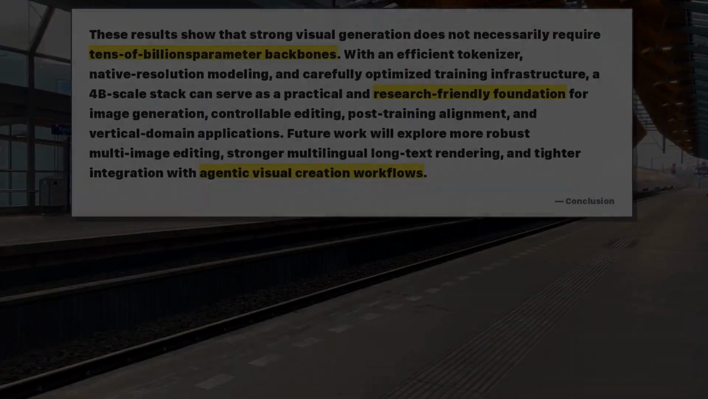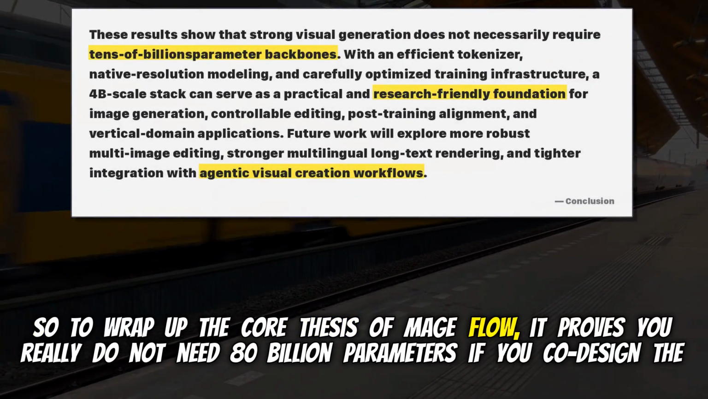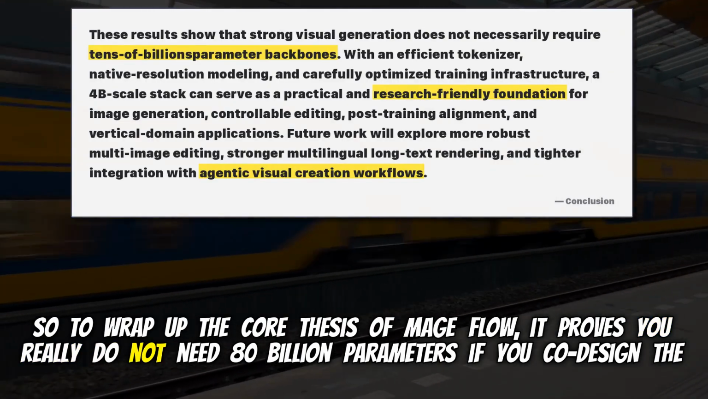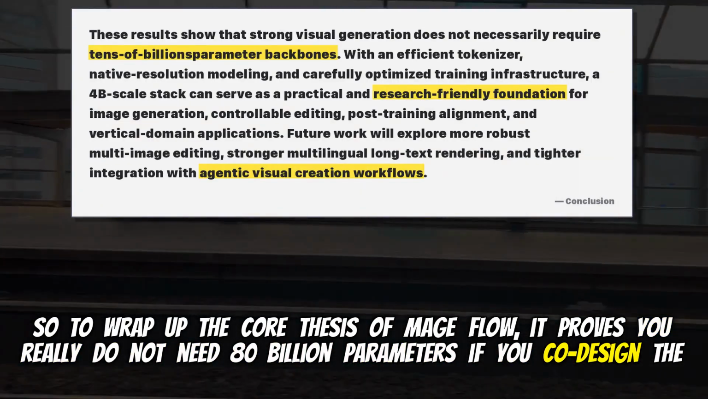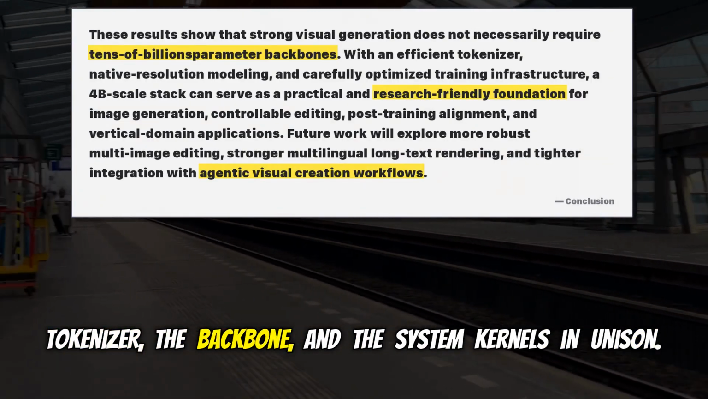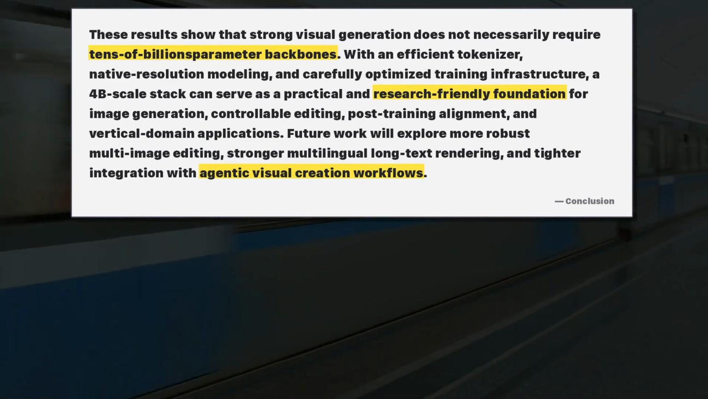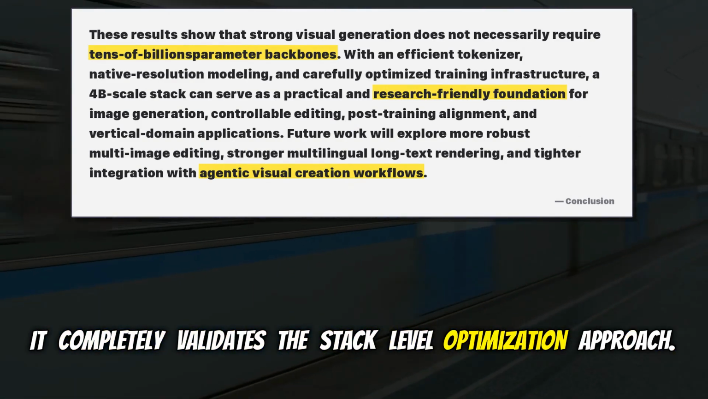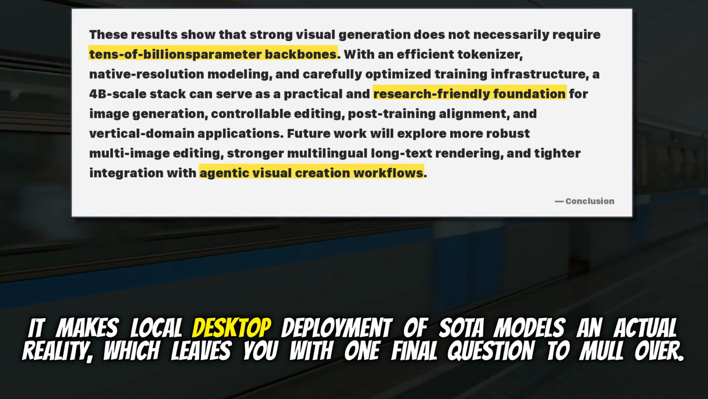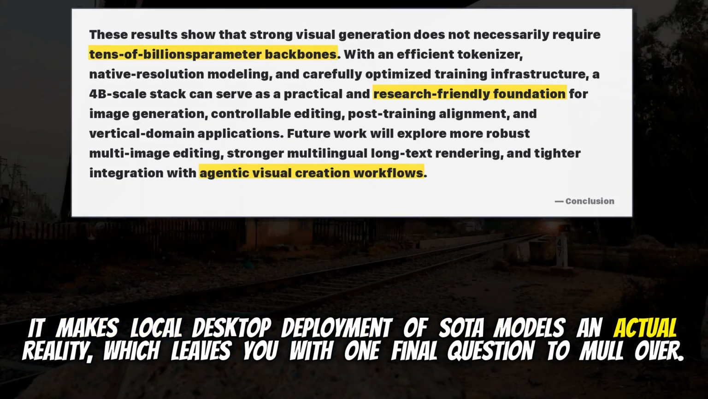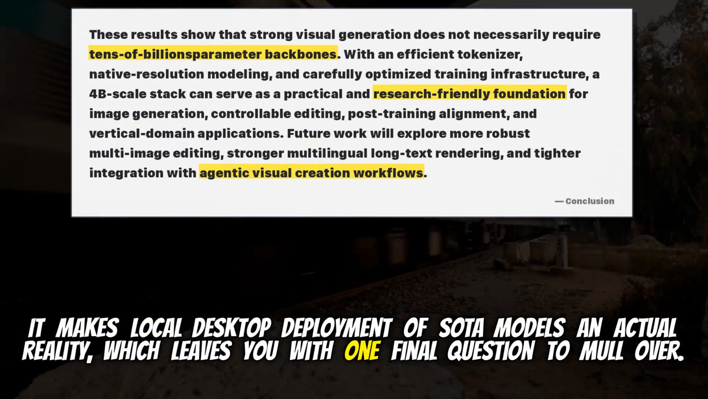It's incredible. So to wrap up the core thesis of Mage-Flow, it proves you really do not need 80 billion parameters if you co-design the tokenizer, the backbone, and the system kernels in unison. It completely validates the stack-level optimization approach. It makes local desktop deployment of SOTA models an actual reality, which leaves you with one final question to mull over.